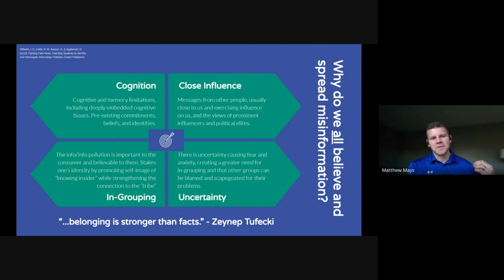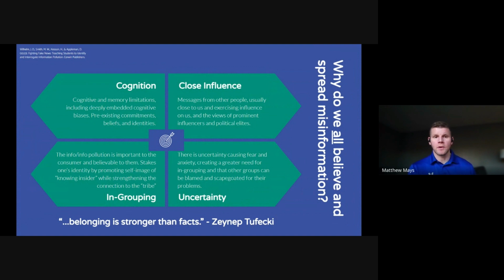So, our brains are wired to look for these things, right? This is all part of cognitive biases that we are born with, right? These are pre-existing commitments to things, or ways we're connecting with things, and it's just the way our brain is wired. Okay, we also have an inherent desire for in-grouping, right? We are social beings. We want to connect with other people. So when we hear things, we try to make that connection with them.